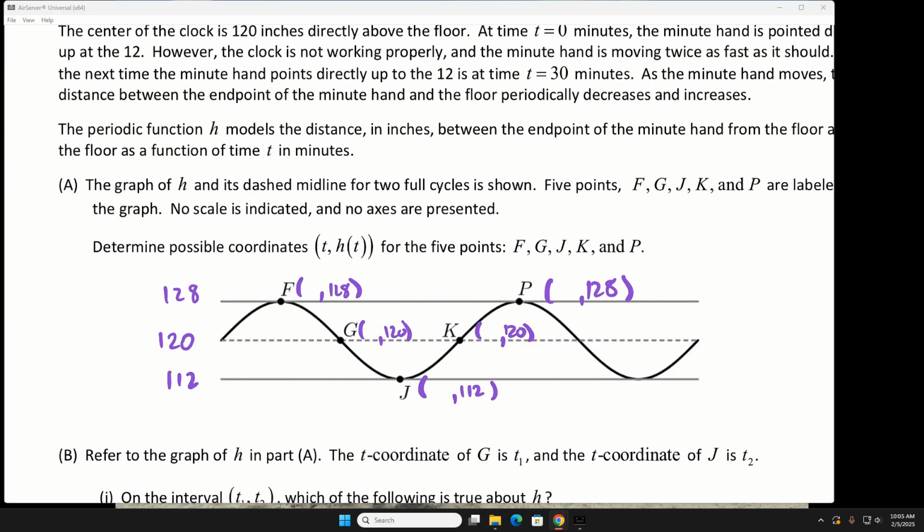Oh, never mind. I thought it said 118 on the graph. I was confused. Oh, sorry. I squeezed it in there.